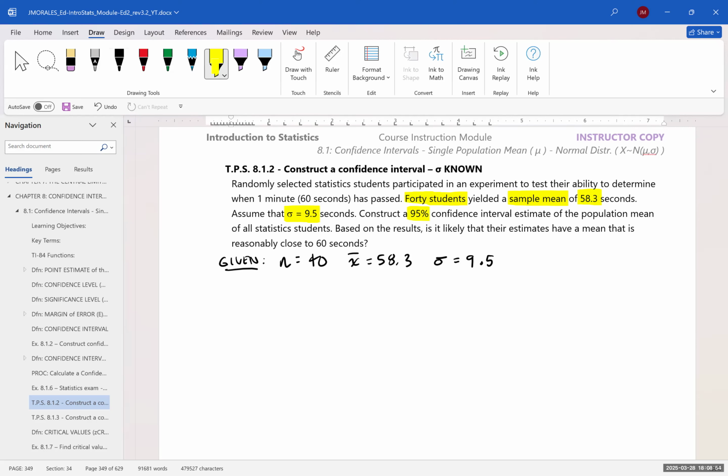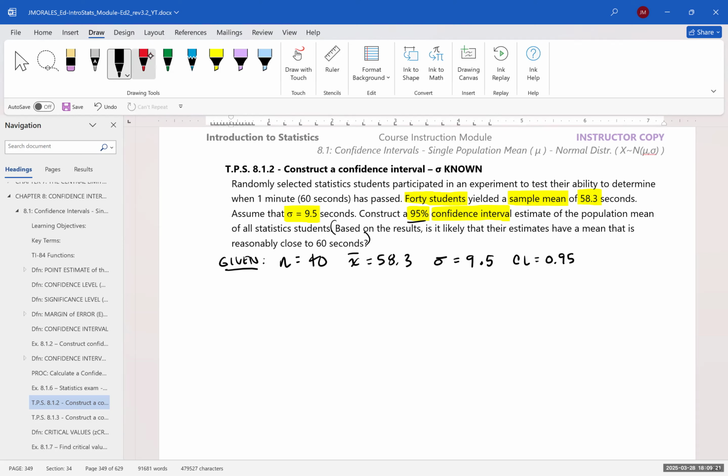Construct a 95% confidence interval. So because we have a 95% confidence interval, that means the confidence level is 0.95. Based on the results, is it likely that our estimates have a mean that is reasonably close to 60 seconds? Okay, we'll kind of interpret that towards the end.